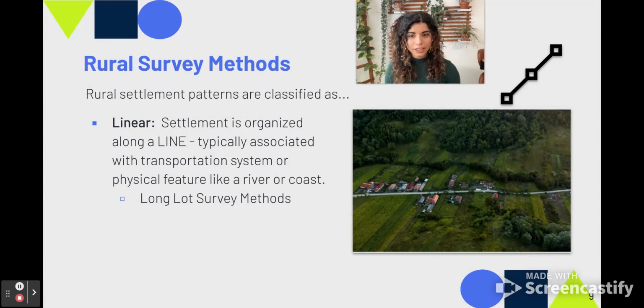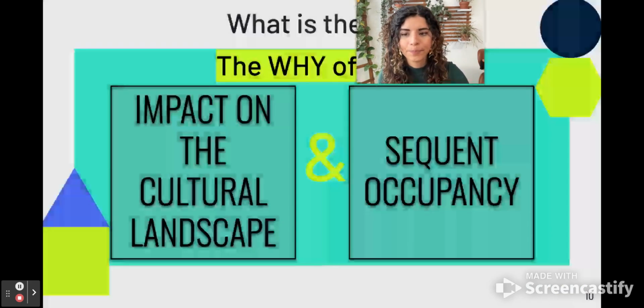Then we have linear. This settlement is organized along some sort of line. Usually a transportation system is where we see this, or maybe a river or possibly a coastline. And this also goes hand in hand with long lot survey methods. Notice that all of these classifications lend to the physical and geographic layout of these different categories, right?